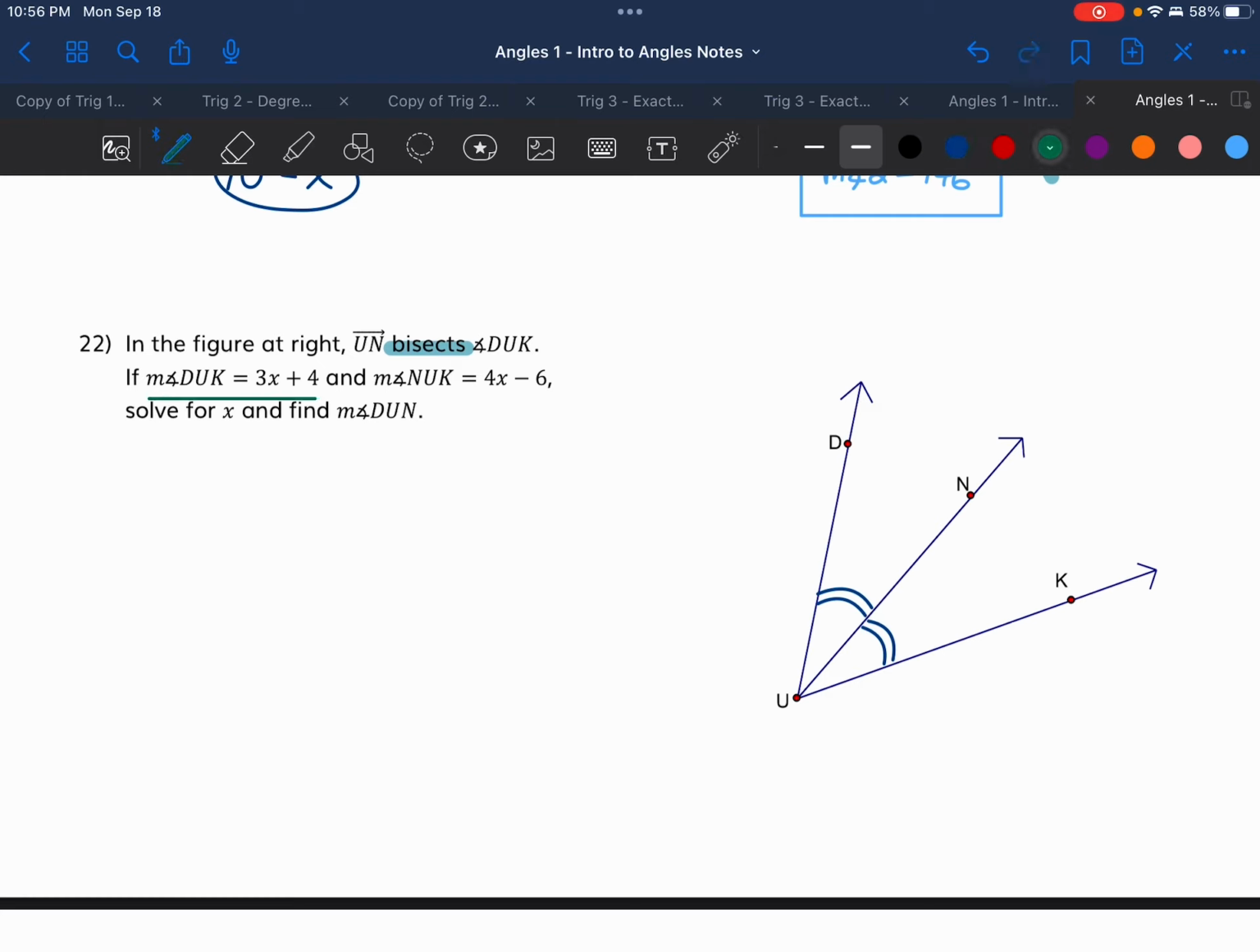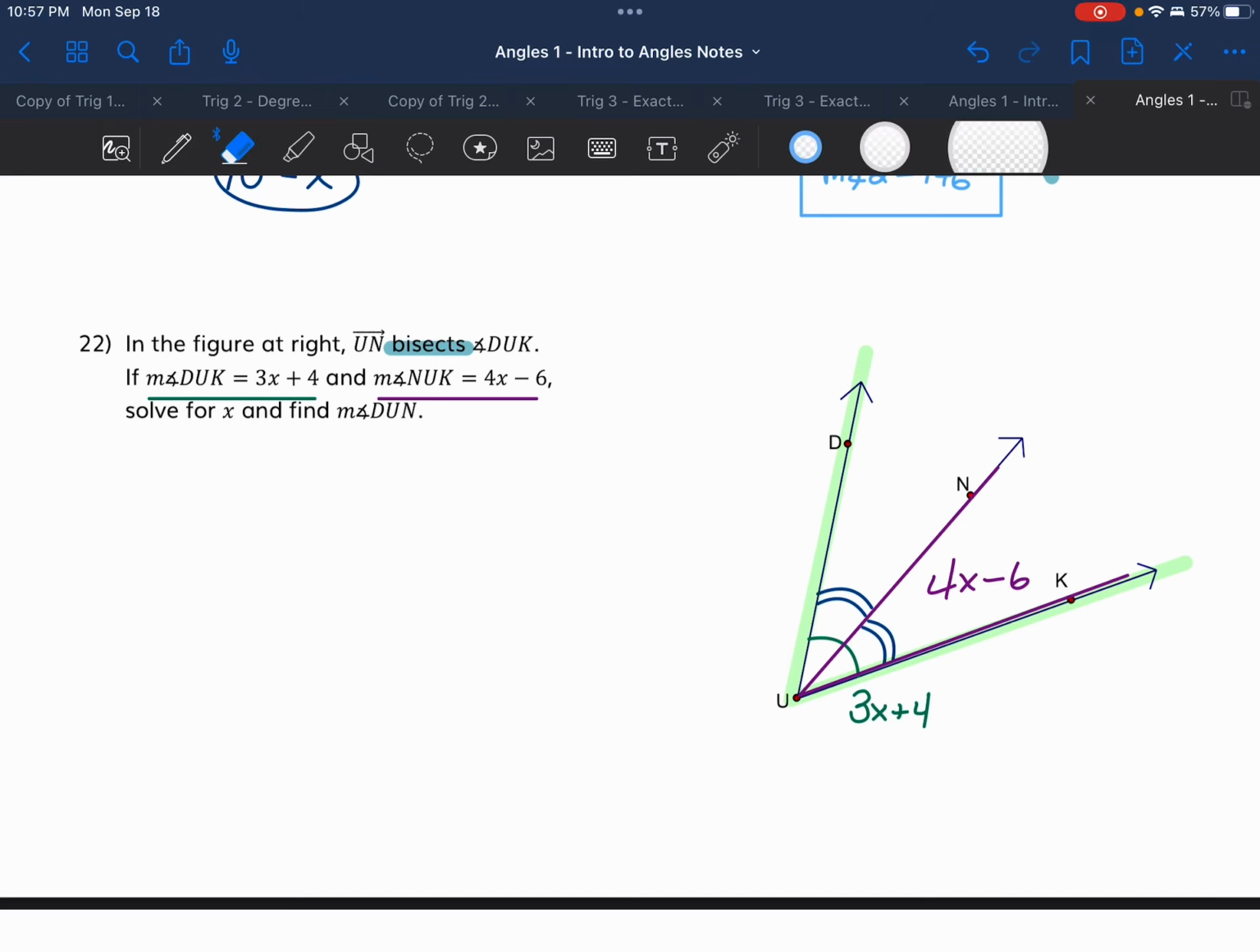Then I can hit my normal thing and say, angle DUK is 3x plus 4. Again, if you're having difficulty with it, connect the dots. I have the benefit of using an iPad to literally highlight angle DUK, and this whole thing in green. In the notes you saw me do a big curve like this, point to it and say, this thing right here is 3x plus 4. Then I'll go and talk about angle NUK. And this one right here is a 4x minus 6.